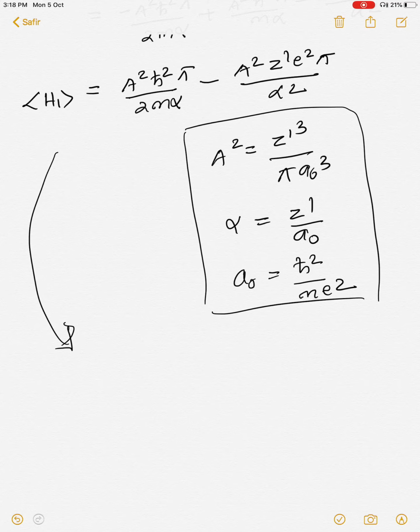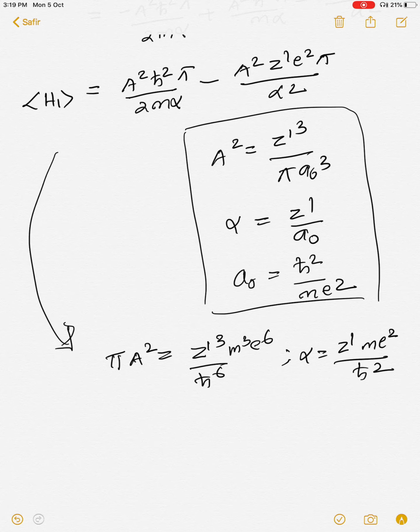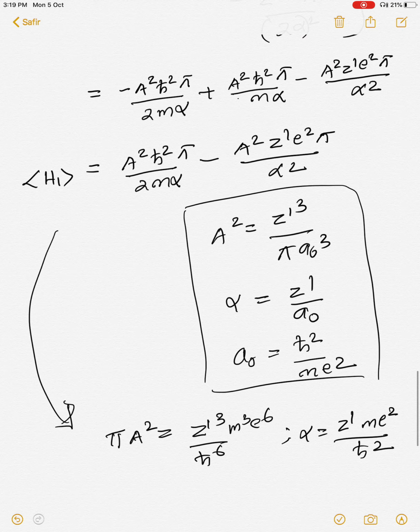Okay, sorry, I am going to substitute this all in a square. What is a square? Now I want to find pi a square, which is equal to z prime cube by pi, pi will cancel, and the remaining is a0 cube. A0 cube means h cut raised to 6, m cube, e raised to 6, and alpha is equal to z prime, and instead of a0 I substitute the value h cut square by m e square. So now I got this a0 square pi.